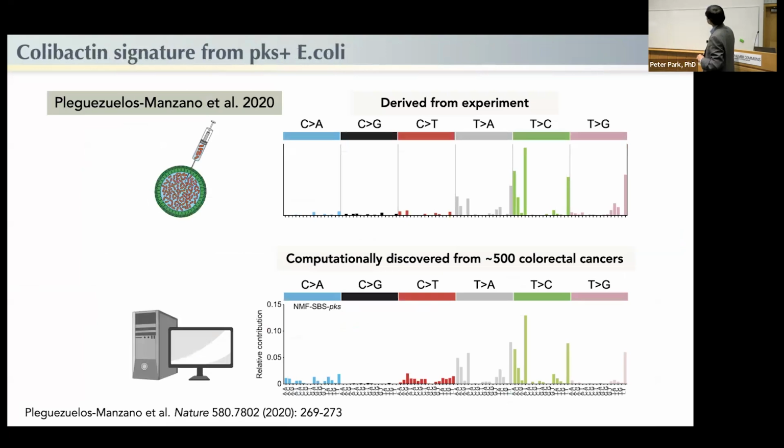And so here's an example of what we try to do here. So this is a signature derived from experiments. So in this paper, they actually took some organoids and put this strain of E. coli that has this genotoxic effect and generates certain mutations. And from experiments, this is what you get, okay? So somehow this mutagen has that preference for the sequence, okay? And so you can actually recover this pretty well from 500 colorectal cancers, okay? But you have to have 500 colorectal cancers.